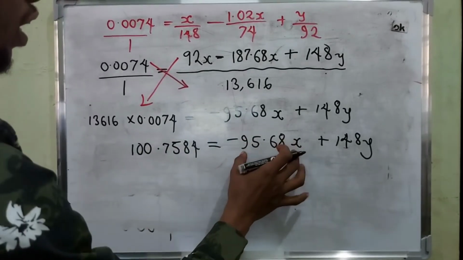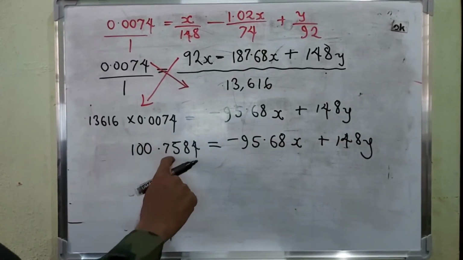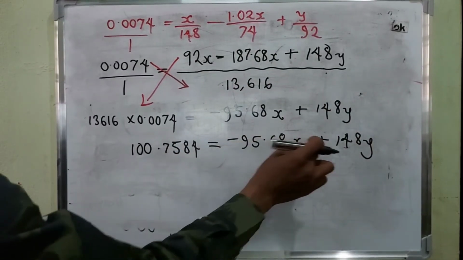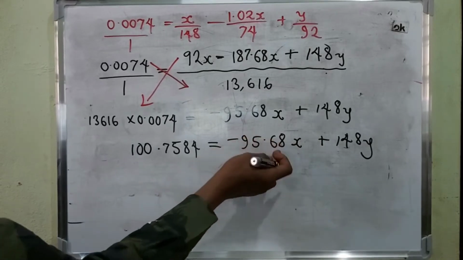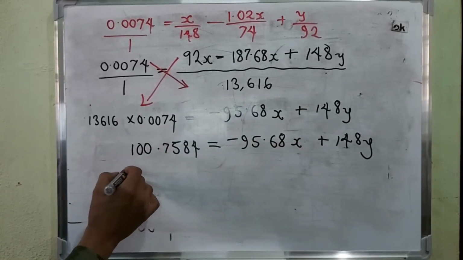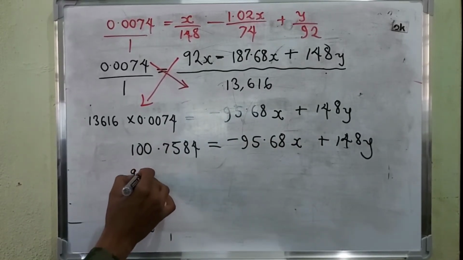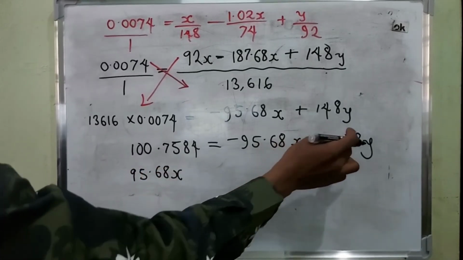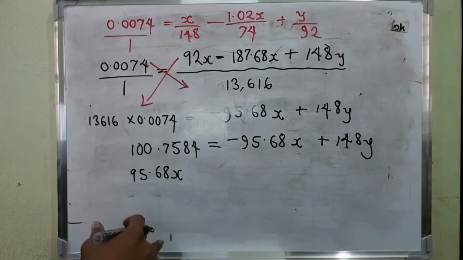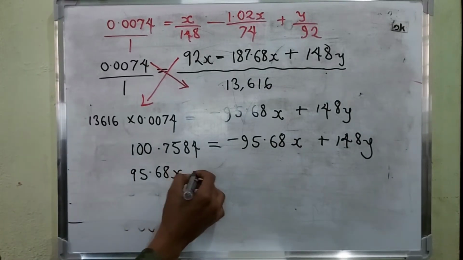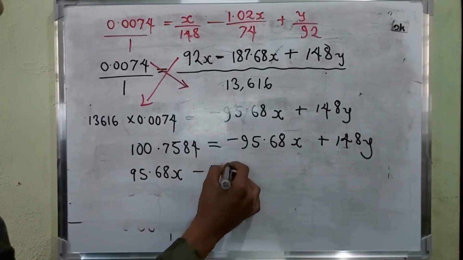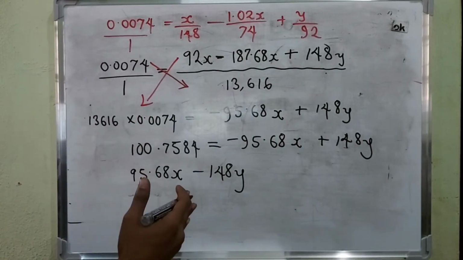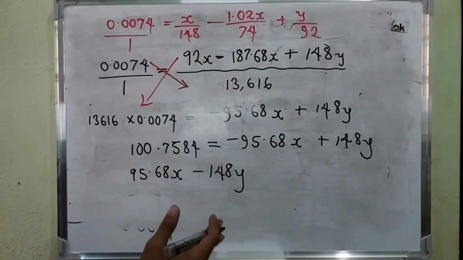Now I'm going to transfer the whole of x plus y to this other side, and transfer this one over to the other side. Whatever sign these bear, they are going to change. So this transfer to the left-hand side is going to be 95.68x, plus 148y transferred to the other side is going to be minus 148y. I'm only transferring them such that it rhymes with equation 1, which is x plus y.